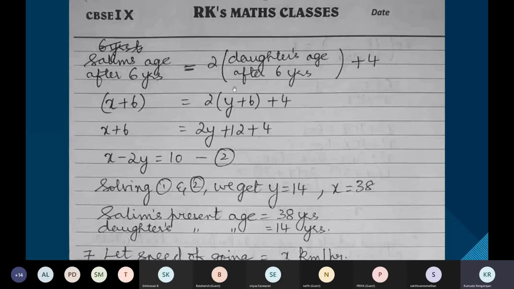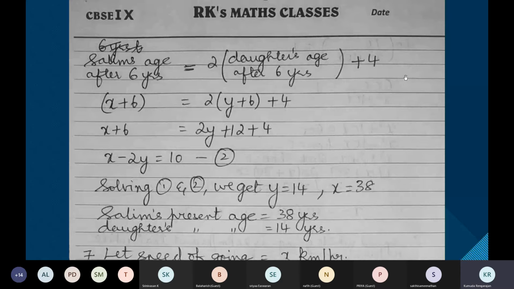After 6 years. Now in the second part of the question, there is some information. There's some condition between their ages after 6 years. Salim's age after 6 years will be, see, will be means equal to. So Salim's age after 6 years will be 4 more than what? Twice his daughter's age. 4 more meaning plus 4. So twice daughter's age after 6 years plus 4.